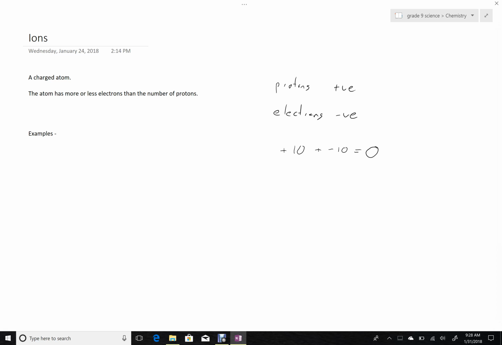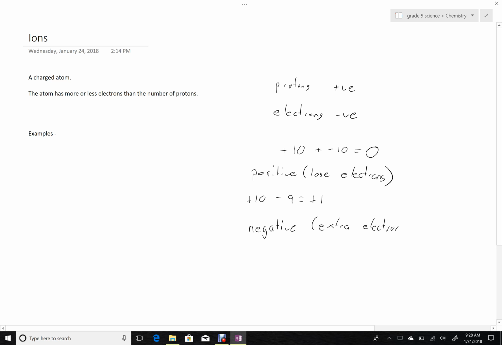So if for some reason we wanted a positive object, for example, let's say the atom lost an electron, then we would go plus 10, and it only has 9 electrons now. The resulting charge would be plus 1. If we wanted a negative object, here we would get extra electrons. Again, plus 10, but this time instead of 10 electrons, let's say we're up to 11, we'd get a charge of negative 1. Note that the number of protons never changes.